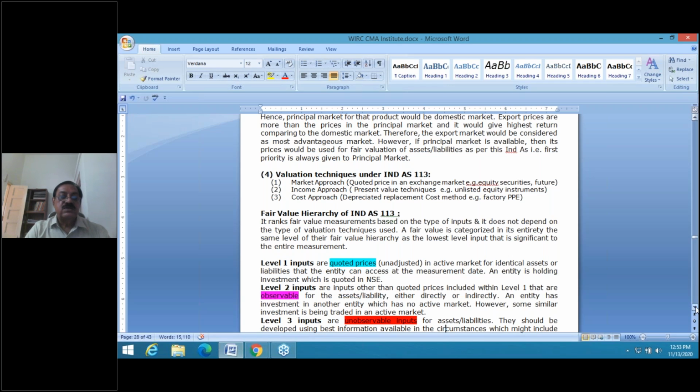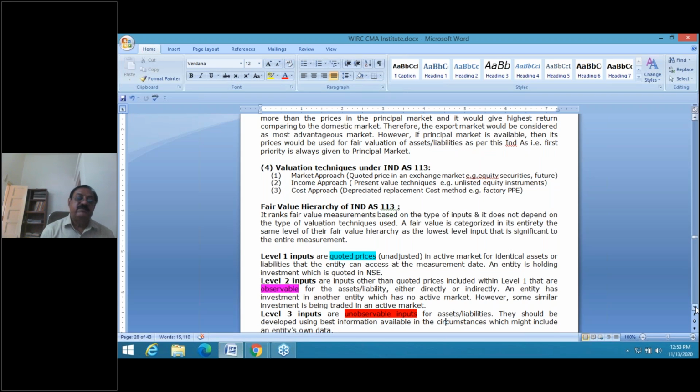And the third is the cost approach. It is the depreciated replacement cost method. For factory, plant, property and equipment, when you go for revaluation, you take depreciated replacement cost. That is called the cost approach. So the three approaches are: first preference is the market approach, then the second is income, third is cost. You can go for any of these depending upon the available information.